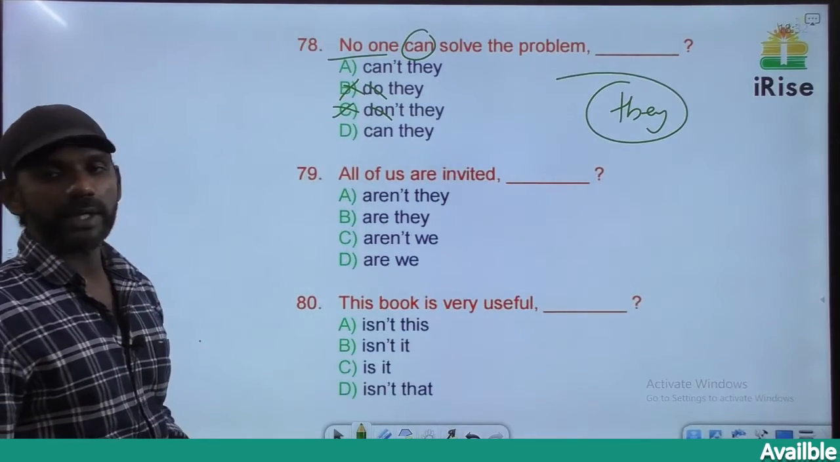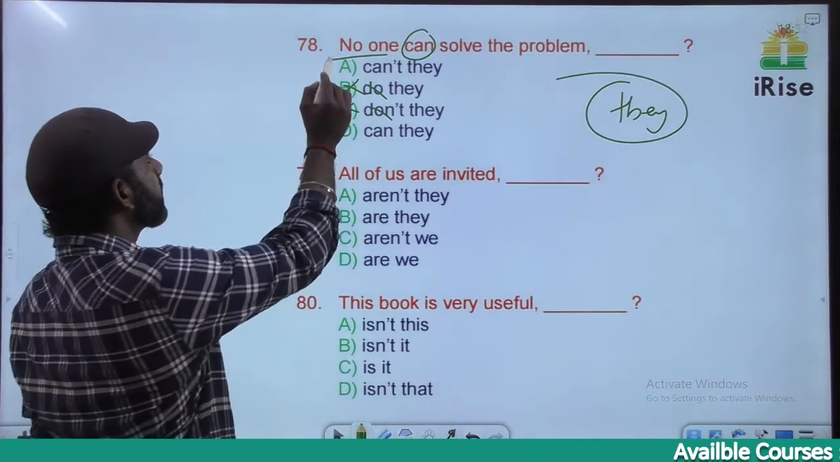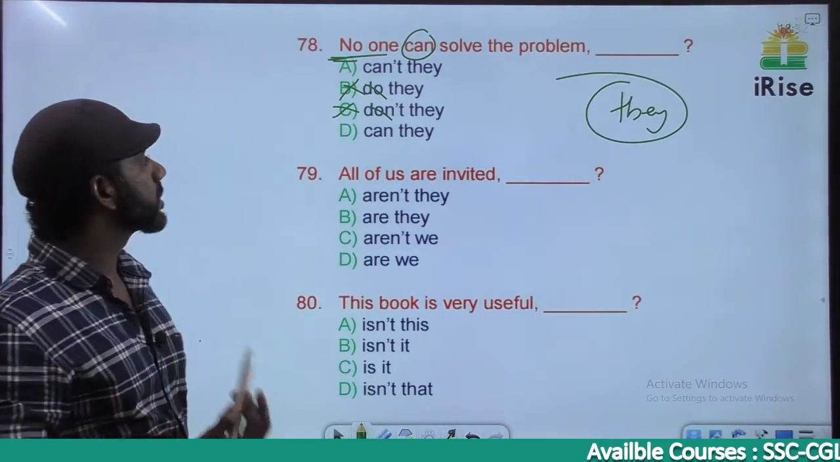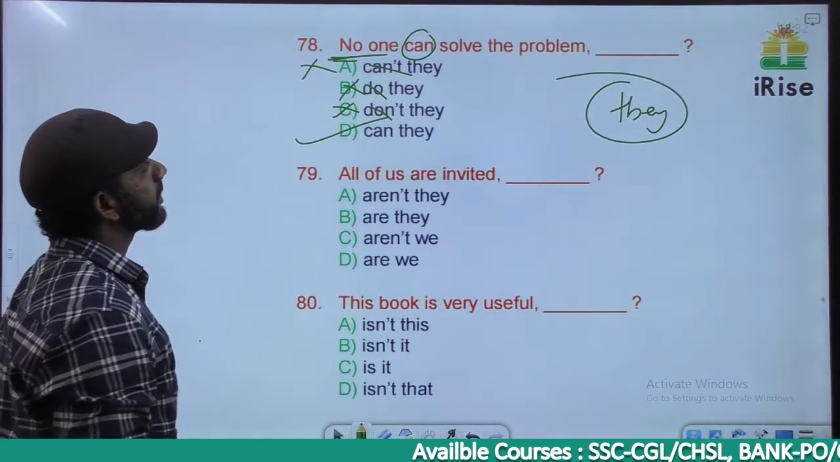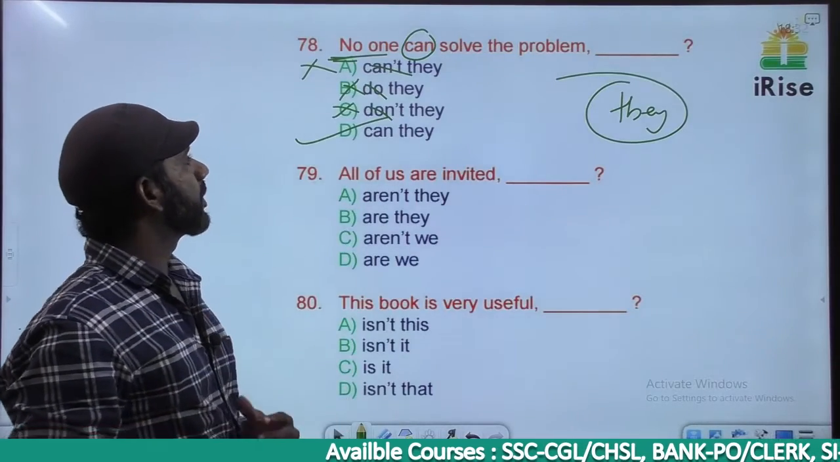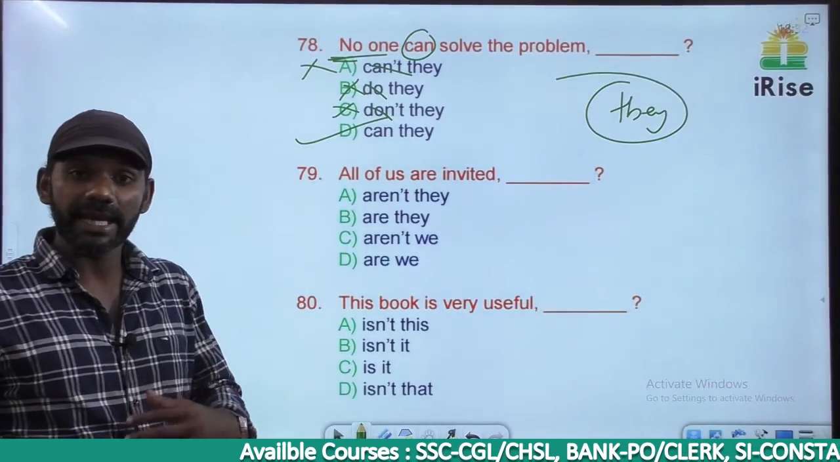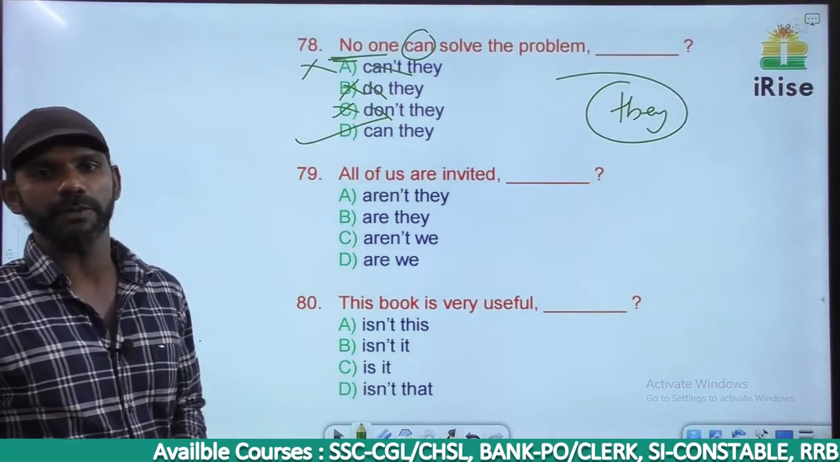Do we have an N word in the sentence? Yes, no one is an N word. So in the tag there should not be an N word. Based on that A is gone, that must be D. No one can solve the problem, can they? Can they means can they solve the problem?